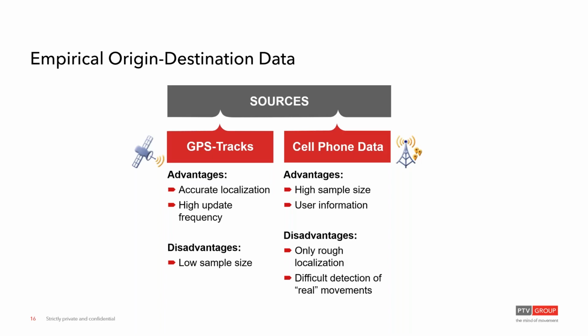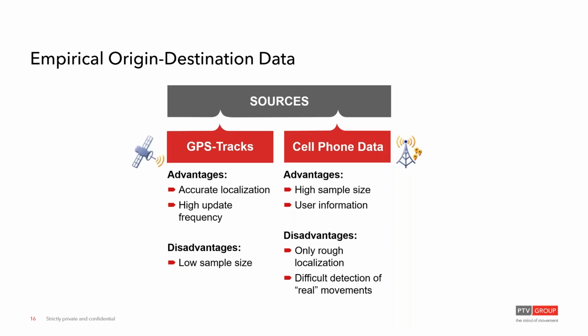When it comes to cell phone data, we have other advantages. On the one hand, we have the high sample size. We often talk about 30% of all users, of all people in the region, that we see from one cell phone provider. Sometimes we even get user information, because the provider knows from the customer data which age group, for example, the owner of the phone has. And so this gives us advantages in modeling.